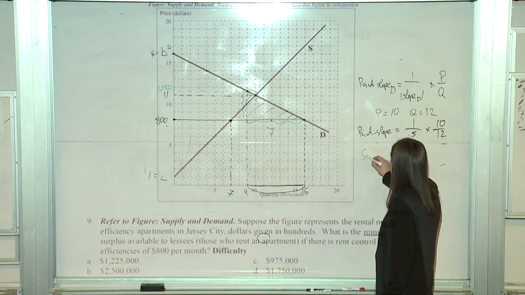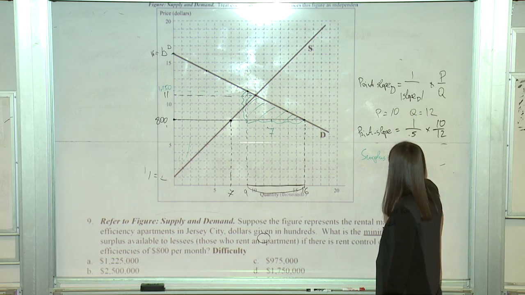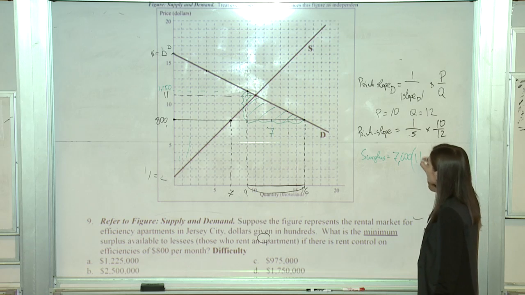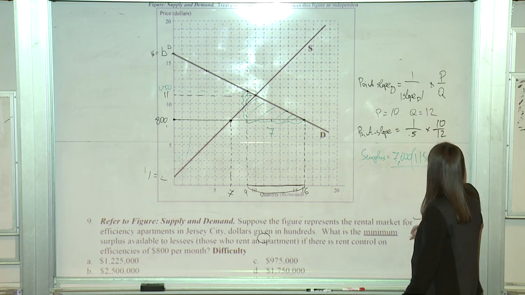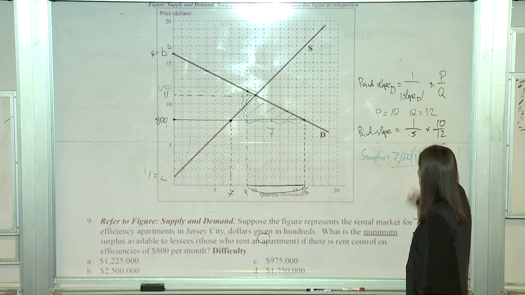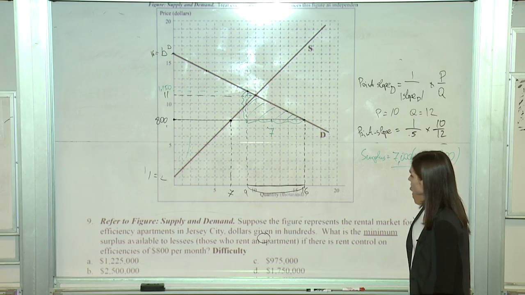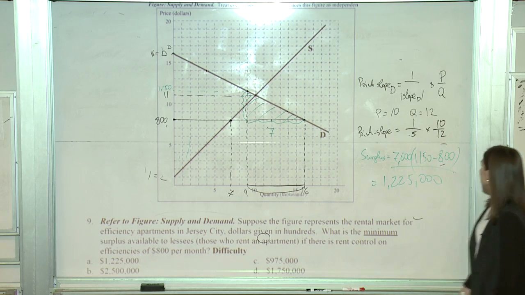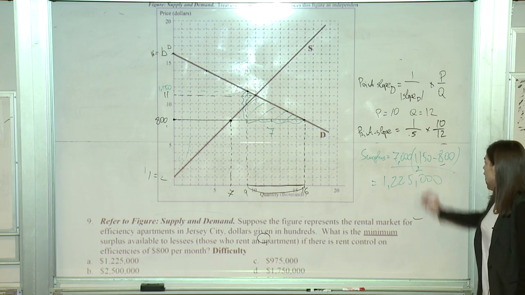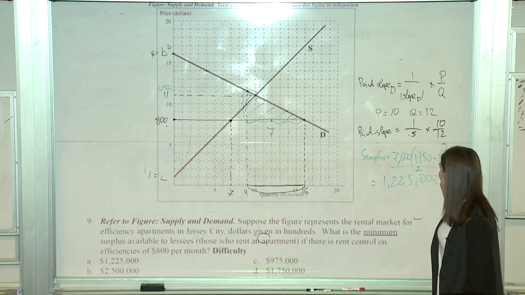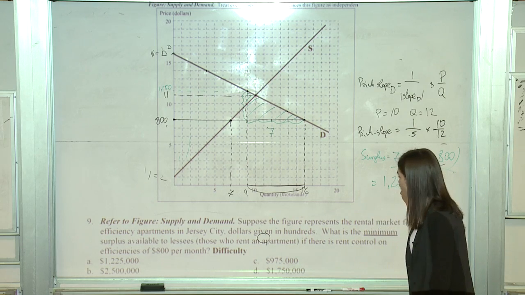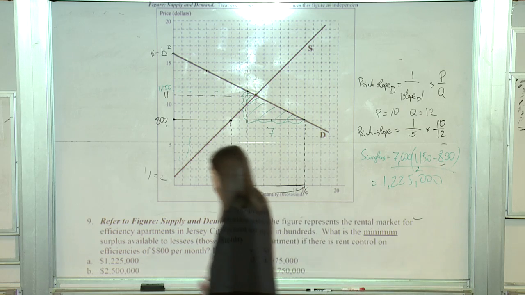Okay. 7,000. So 350 times, I'm doing something wrong. That should be the answer, right? This is 7,000 divided by 2, 3,500 times 350. We should have this. That will be answer A.